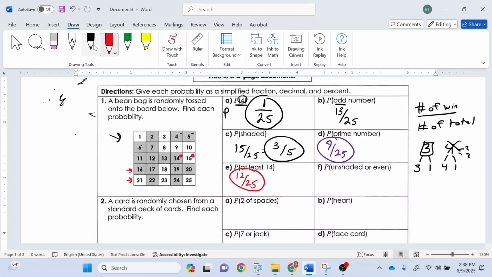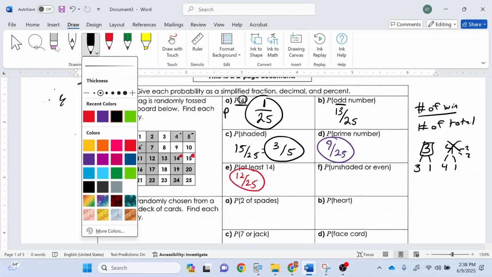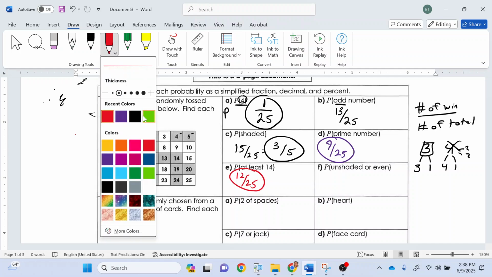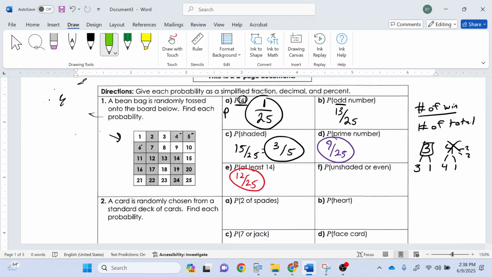Next one, unshaded or even. When I say or, you're going to have to include both, even if it's both at the same time. You have to include it. So 1 is unshaded, that counts. 2 is even, that counts. 3 is unshaded, that counts. 4 is even, that counts.